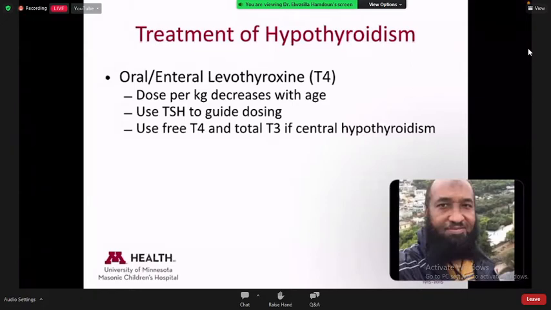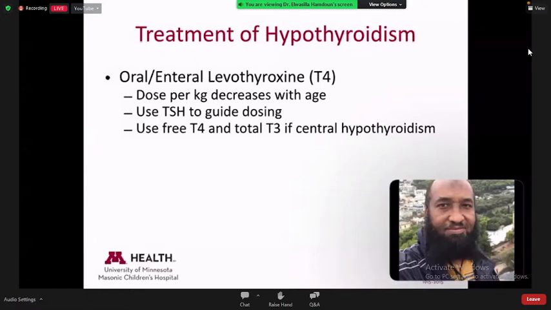And use the TSH as a guide. So the TSH signal, if it's elevated, it just tells you that the body still needs more of the dose. And I know this is going to be up to the endocrinologist to manage that, but I want you to know the basics of how the endocrinologist gauges their treatment. The use of free T4 and total T3 is the way to know adequacy of replacement in case of central hypothyroidism.